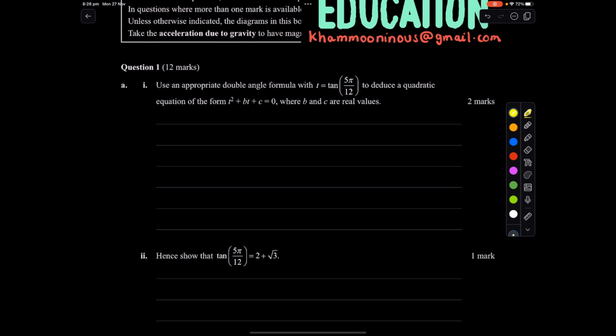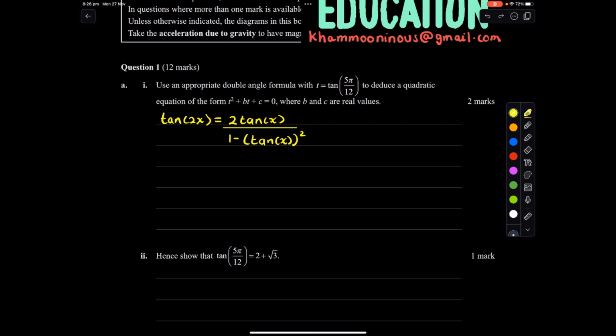I know that the double angle formula for tan is going to be 2 tan x over 1 minus tan squared x. This is in your formula sheet, guys, if you don't know. So what can we do? Well, we want to make a quadratic that looks like this. I know that if t is equal to tan(5π/12) and this is being squared, also this variable is being squared.